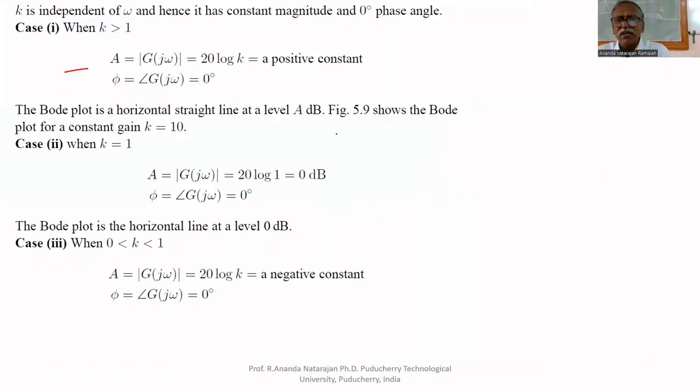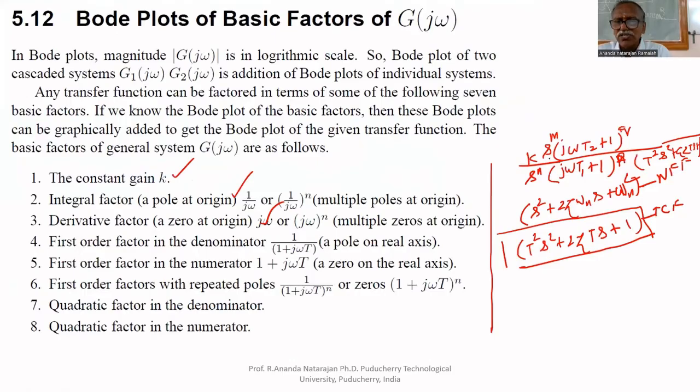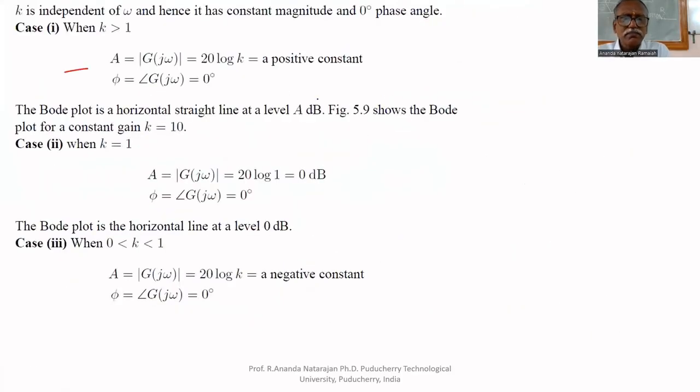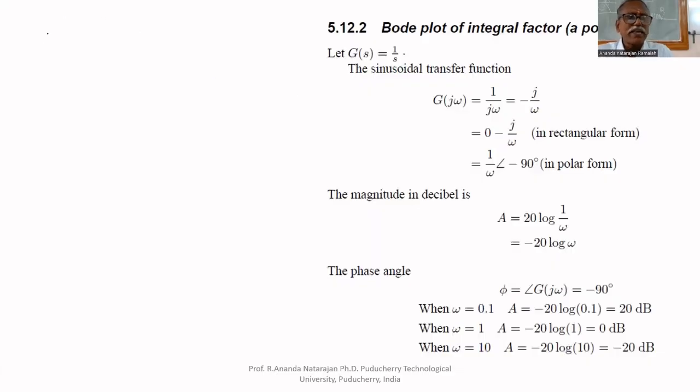Already we have seen what the factors in a transfer function are. K we have already seen, and S in the denominator. For that, what is the Bode plot? For each factor we will see separately, then finally we will add all together. For that, G of S equal to 1 by S. For that, the sinusoidal transfer function G of j omega equal to 1 by j omega.